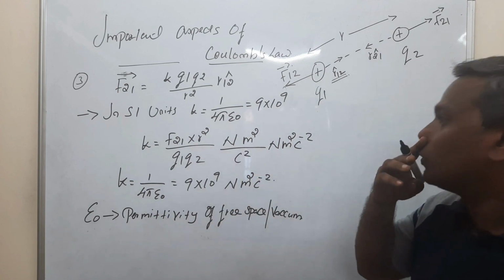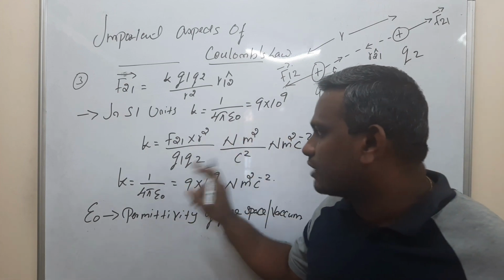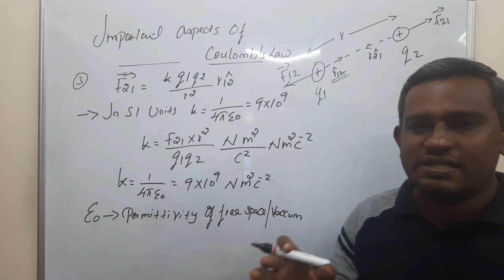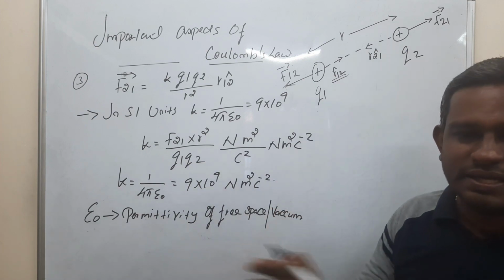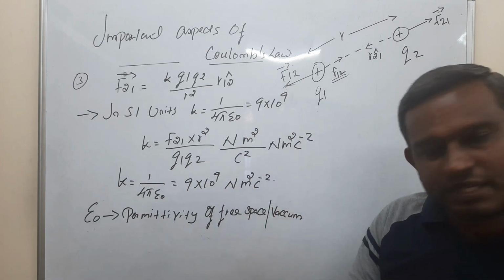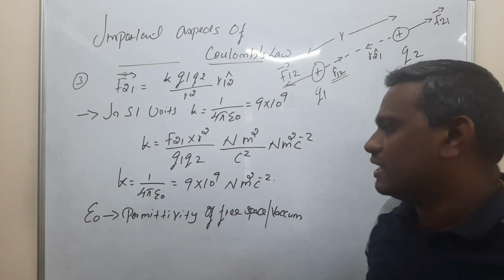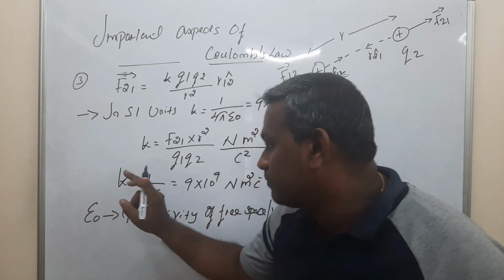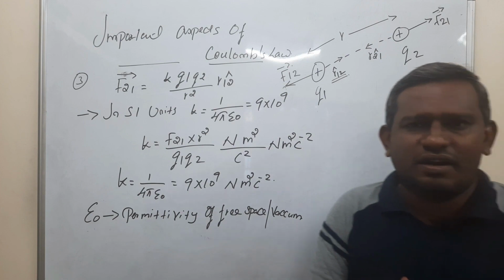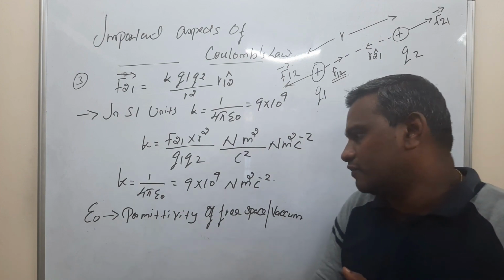ஸோ நமக்கு கூலும் கால்குலேட் பண்ணக்கூடிய ஃபோர்ஸ், கால்குலேட் பண்ண ஃபோர்ஸ் எங்க? தட் இஸ் த டூ சார்ஜஸ் ஆர் பிளேஸ்ட் இன் வேக்யூம். ஒன்றுமே இல்லை, சரியா? ஈவன் ஏர் கூட இல்லை, அதை ரிமூவ் பண்ணியாச்சு. ஸோ வேக்யூம் ஆர் ஃப்ரீ ஸ்பேஸ். ஸோ திஸ் எப்சிலான் 0 டேர்ம் தட் இஸ் பெர்மிட்டிவிட்டி ஆஃப் ஃப்ரீ ஸ்பேஸ்.